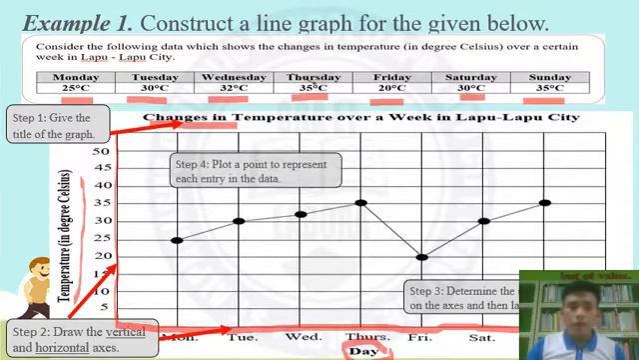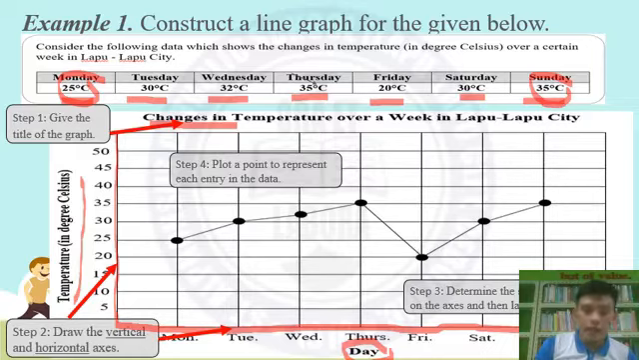Then step 4, we need to plot a point to represent each entry in the data. So our interval here, as you can see, the given is 25 up to 35 degrees Celsius, which is the highest, and the least is 25. We can use the interval of by 5. So 5, 10, 15, 20, 25, 30, 35, 40, 45, 50. Now it's time to plot.